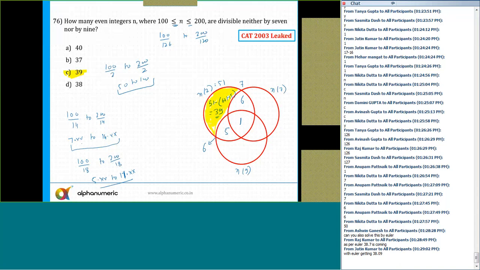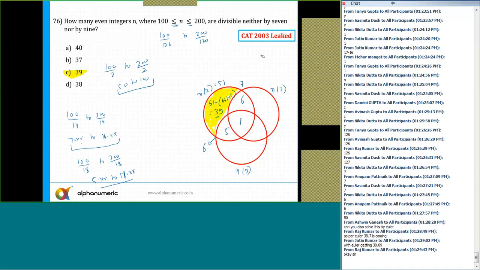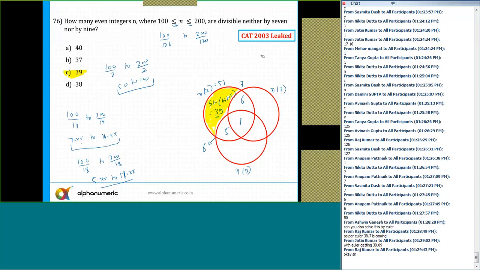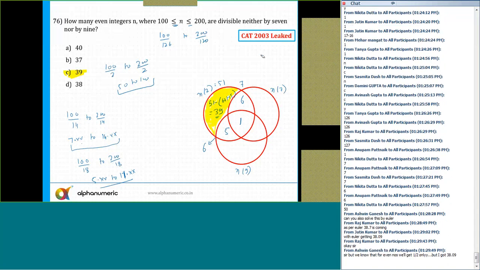Now, out of these 101, if I ask you how many numbers are neither divisible by 7 nor by 9, that will be 6 by 7 and 8 by 9. But avoid using Euler's in such types of questions. There is no need. Use it only when they're asking neither nor. Otherwise, you might get a wrong answer. In the class also, I told you that if the options are very, very far away, then you can use that.